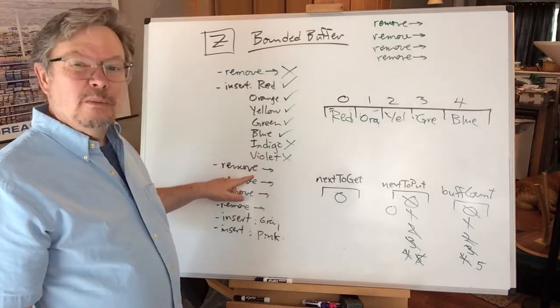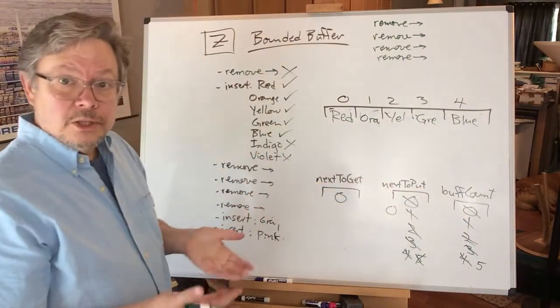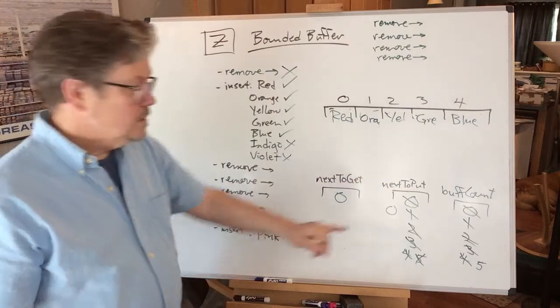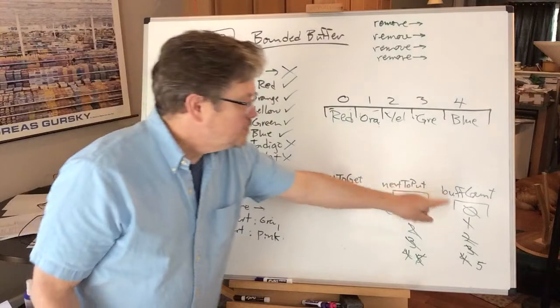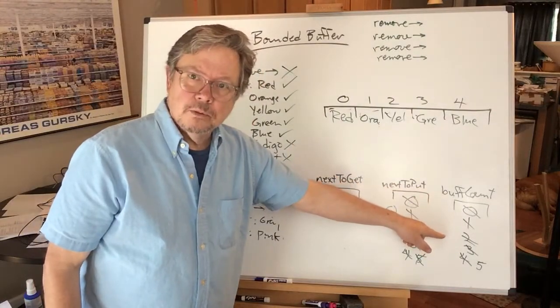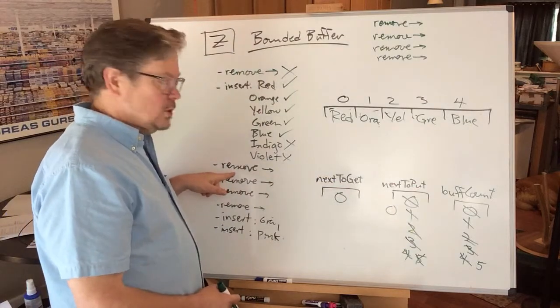Remove. How do we know if we can remove something? Once again, we check with the buff count first. We check to see if there's anything we can get. This is coming in real handy, by the way. Is there anything to remove? Yes, buff count says there's gobs of stuff to remove. There's 5 things you can remove. So remove will be successful. It's eventually going to return true.